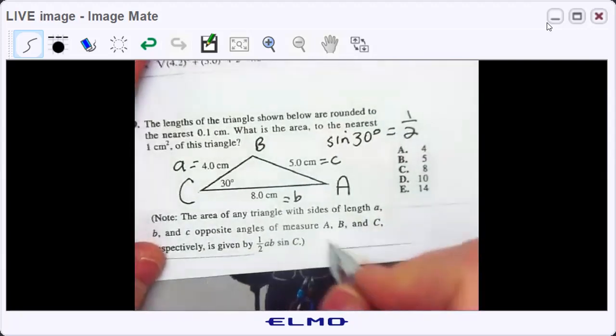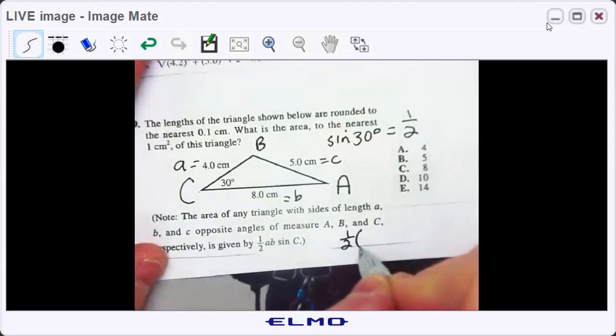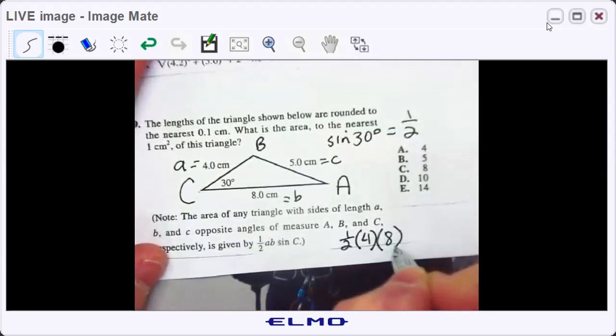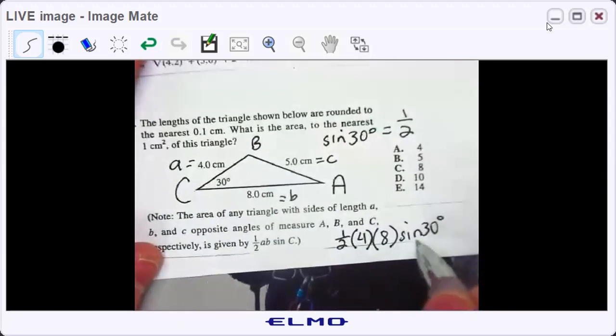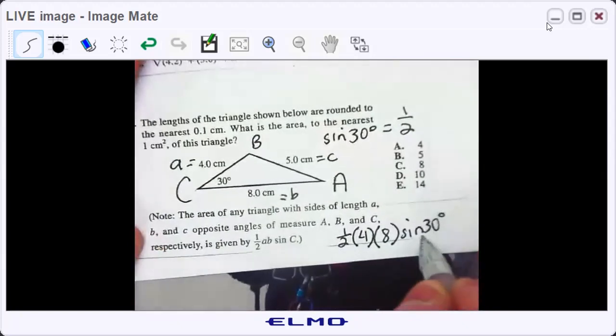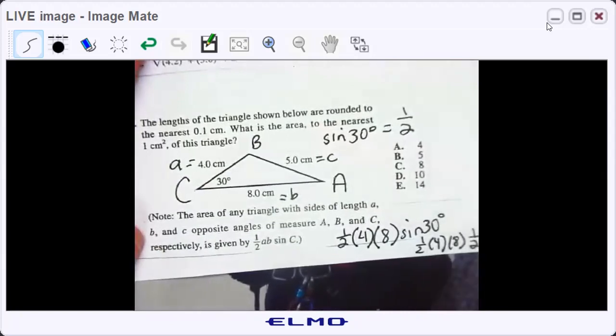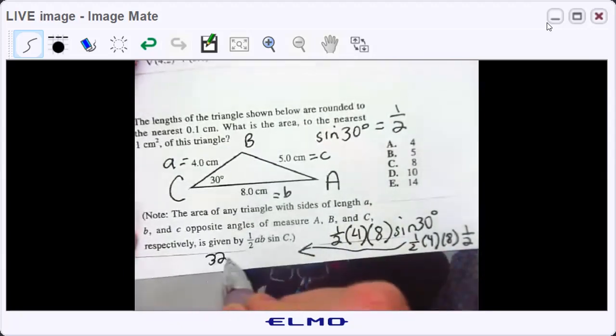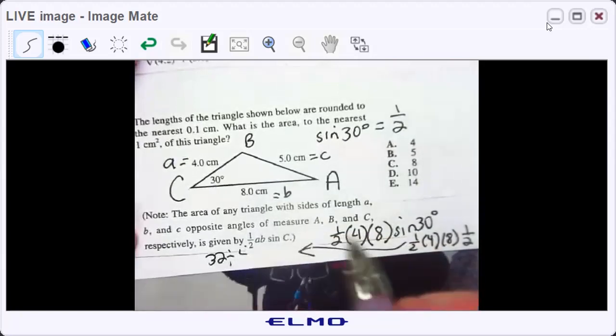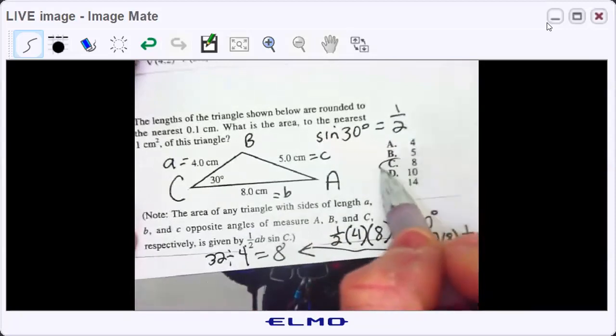All right, so here we go. So we're going to have 1/2 of little a, which is 4, times little b, which is 8, times sine of 30 degrees. And like I said earlier, that is 1/2. So this basically becomes 1/2 times 4 times 8 times another 1/2, which is going to be 1/4 of 32, or 32 divided by 4, sorry, which is 8. I'm jumping ahead to the answer. So this would be answer choice C.